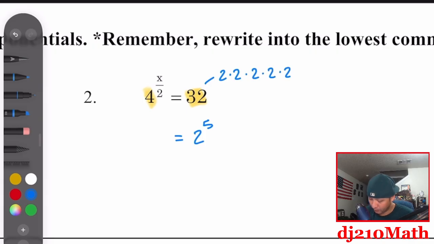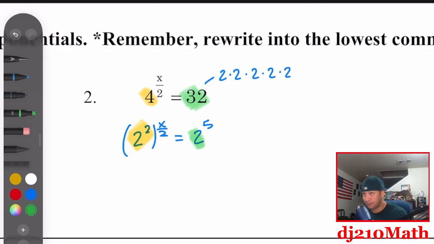On the left, 4, that x over 2, that's the exponent. But 4 can be rewritten as 2 to the 2nd power, right? 2 squared. So 4 is really 2 squared. 32 is really 2 to the 5th.